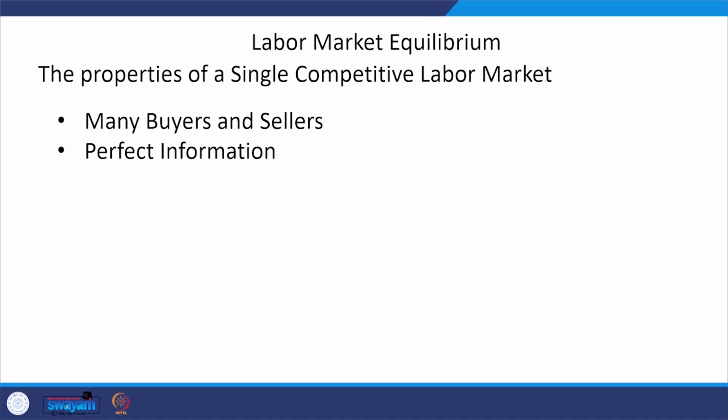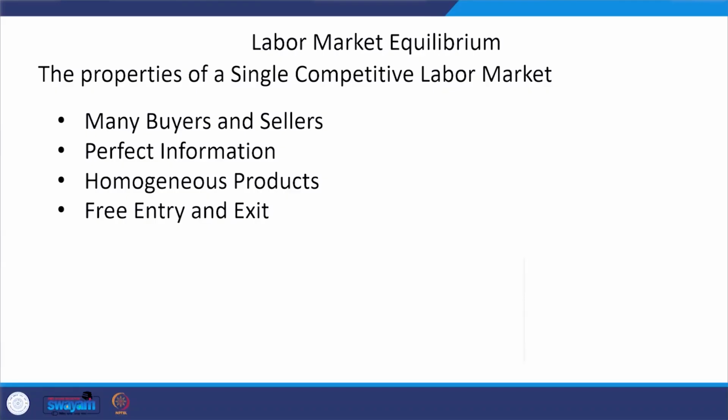The second property of a single competitive labor market is that there must be perfect information. The participants in the competitive labor market have access to complete information regarding the job opportunities, wages, and working conditions. This allows the worker to make informed decisions about their employment options and enables the firms to efficiently allocate the resources. So, perfect information is a necessary condition.